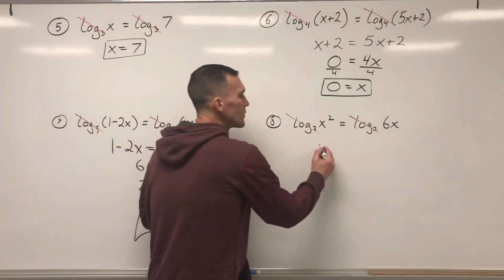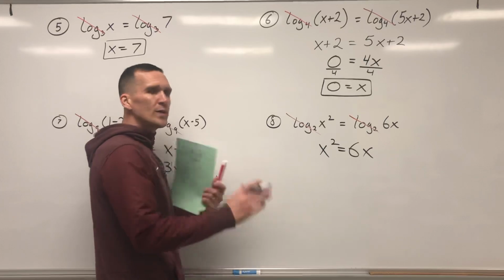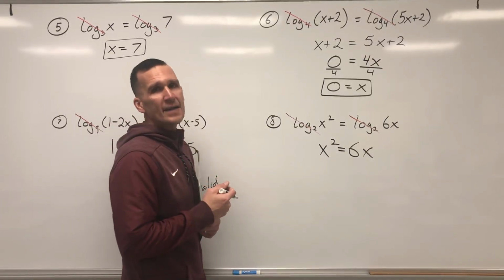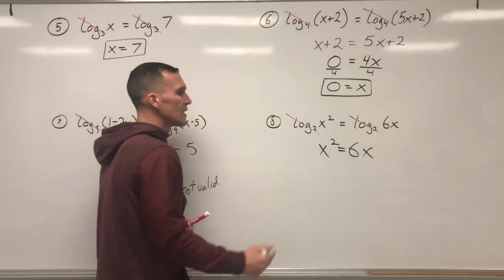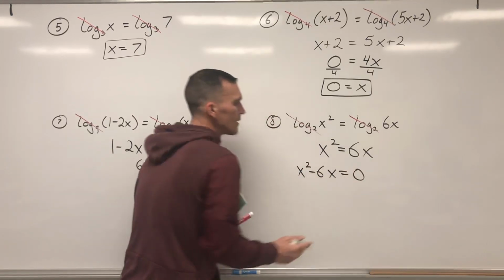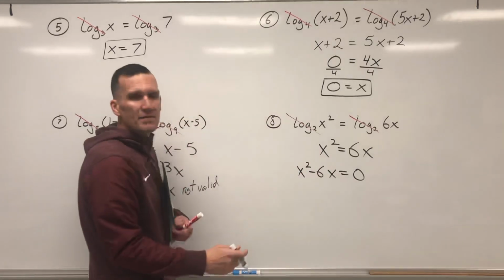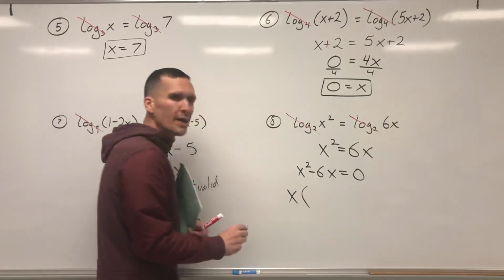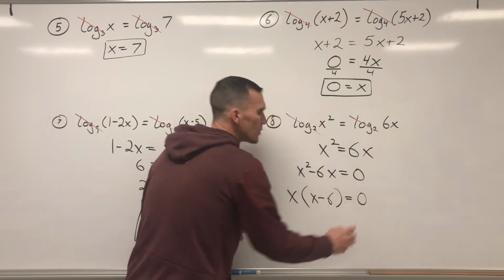But to solve this one, we take x squared is equal to 6x. Now, how do we solve a problem that has x squared and x? We solve by factoring. So we need to move everything to one side. I'll minus the 6x to the left side. And I'll solve by factoring by GCF. They have a greatest common factor of x. I pull out the greatest common factor and I multiply by its leftovers, x minus 6, and that still equals 0.